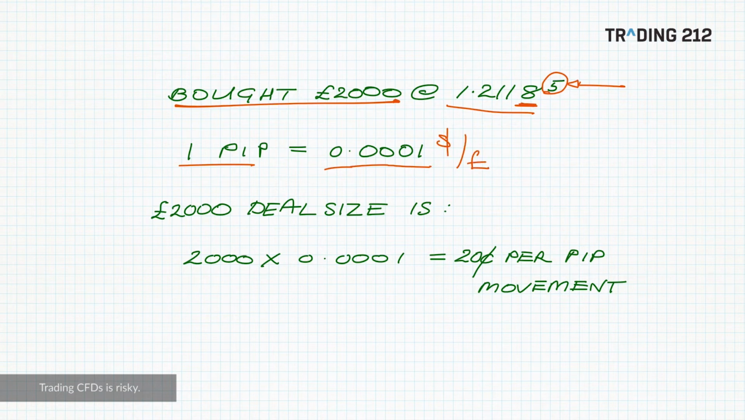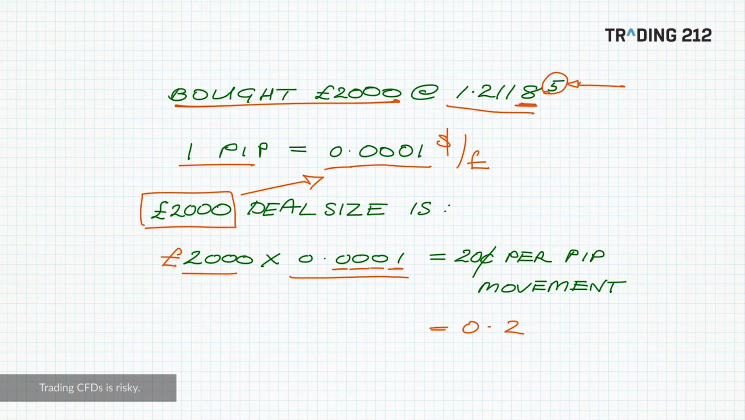So if we multiply our 2,000 pound deal size by the value of 1 pip, that will show us what 1 pip movement will mean for our deal size. So 2,000 pounds multiplied by 0.0001 dollar per pound. 0.1 here would have been a tenth. This would be a hundredth, a thousandth. So this is a 10,000th. So 2,000 multiplied by 1/10,000th should equal $0.2, or as I've written here, 20 cents per pip movement.